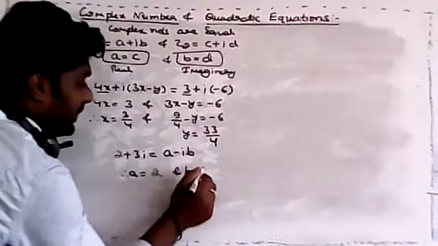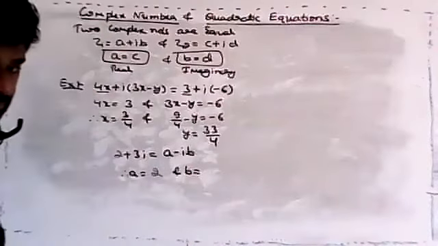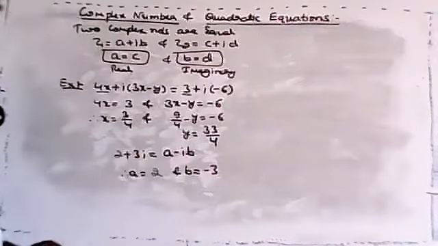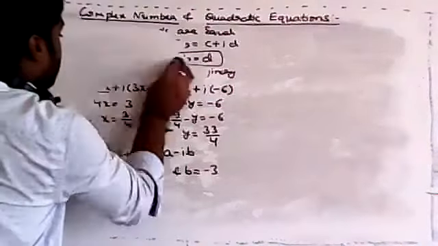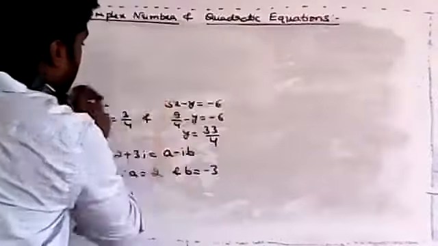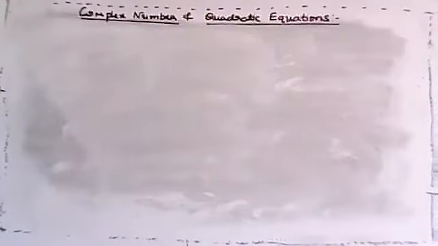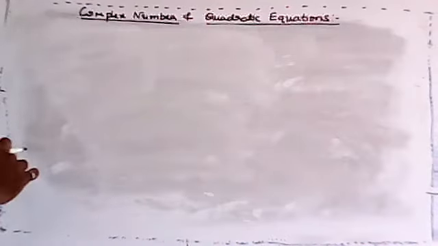What is the a value here? Yes, 2. And what is the imaginary value? Good, minus 3, because the minus sign is there. Minus 3. Clear that one? That is called equality of complex numbers. Now we move on to the properties of this one. Properties of a complex number, algebra of a complex number.